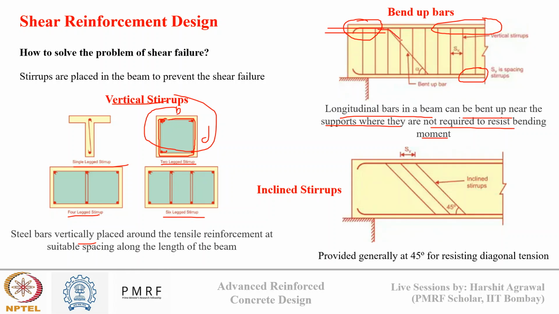So these bars, they are bent like this, to resist shear cracks from growing, and these are known as bent-up bars. And third is providing inclined stirrups. Generally these stirrups are provided at an angle of 45 degrees to resist the crack from growing through them. So we'll see the design of these vertical stirrups and inclined stirrups in our discussion ahead.